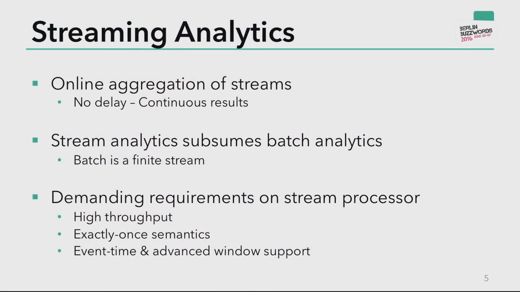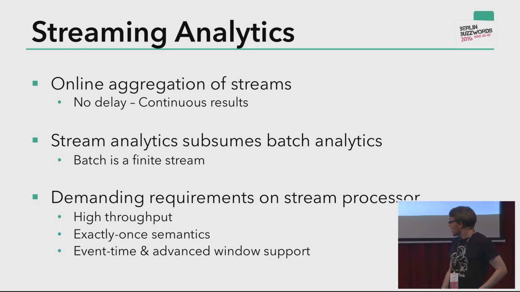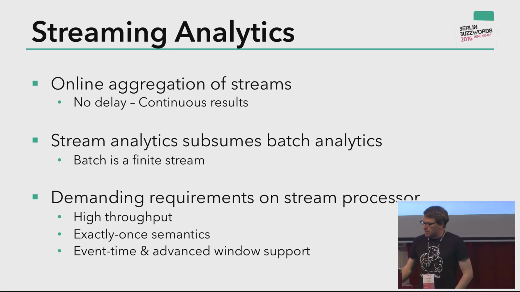And the requirement on the stream processor, if you want to do such a workload, is that it needs to be able to cope with very high throughput. There are use cases where millions of events arrive per second. So your stream processor needs to be able to handle that. So massive parallelism is required here. You also want to do that, of course, exactly once. You don't want to count some things twice or lose data. And again, event time is important, and also advanced windowing capabilities. I'm going to talk about these briefly later.